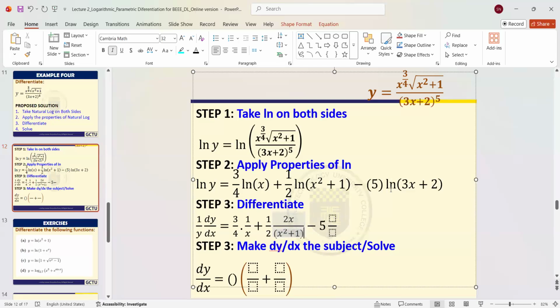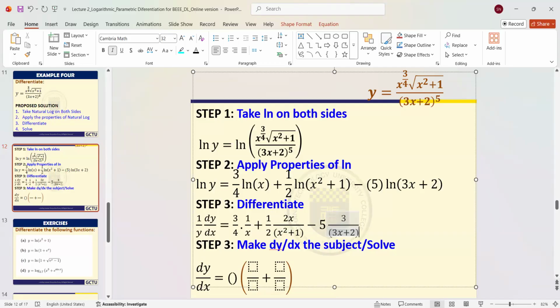Then we come to the right-hand side. We have 5 multiplying, and the numerator is going to be 3, because when you differentiate 3x plus 2, that will give us 3. And the denominator is going to give us 3x plus 2. So that is the differential of this function we have here.